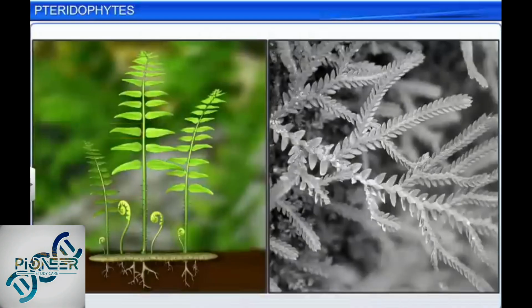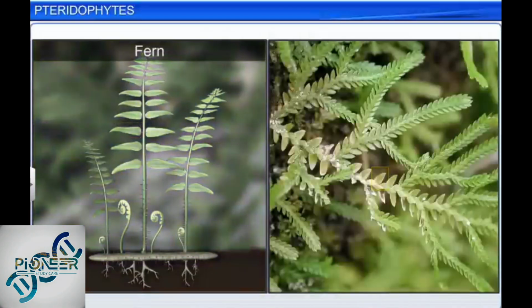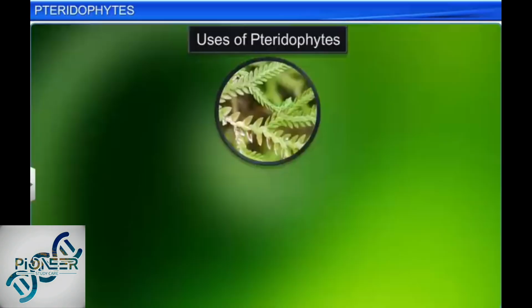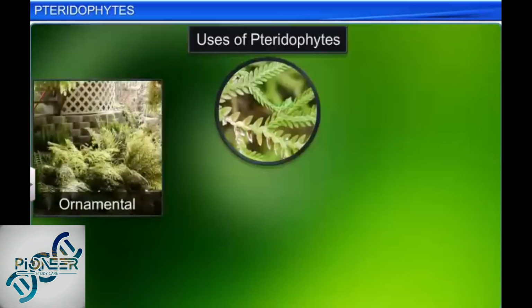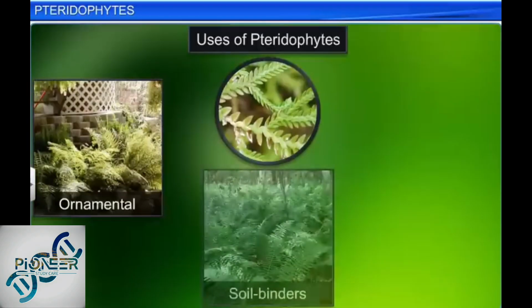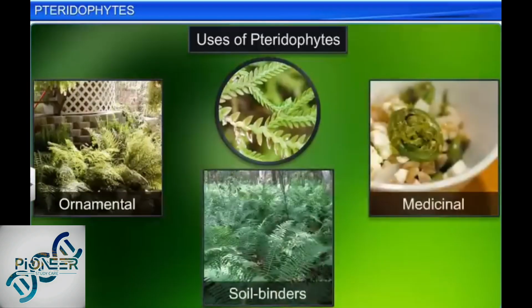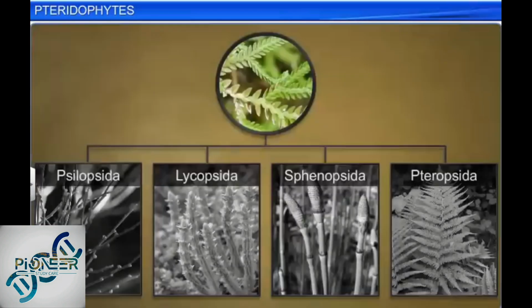The leaves of a pteridophyte are large as in ferns or small as in the case of Selaginella. Pteridophytes are widely used as ornamental plants, soil binders, and for medicinal purposes. Based on the organization of the plant body, including the nature of the leaf and location of sporangia, they are classified as Coelopsida, Lycopsida, Sphenopsida, and Pteropsida.